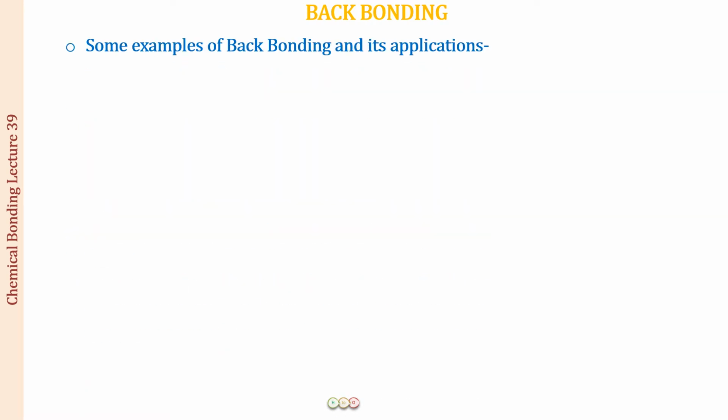So are you ready for some examples of back bonding and its applications? They are going to be very important for you, and the first one that we will be learning is back bonding with fluorine as the donor atom. And then we will be discussing back bonding with oxygen as the donor atom in today's lecture, and the rest we will be continuing in the next lecture.